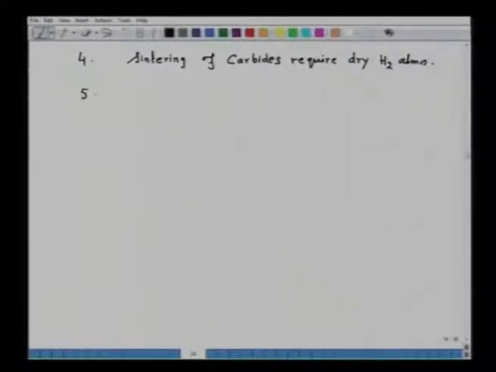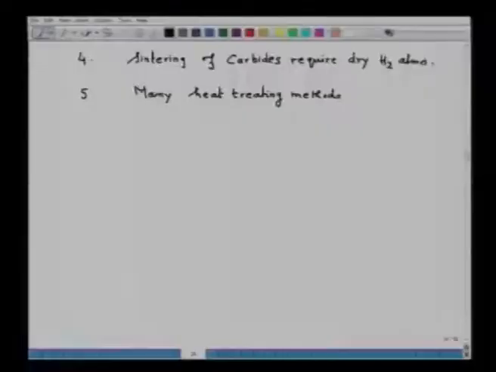Also, as I said, many heat treating methods, by which I mean annealing, normalizing, quenching, tempering, martempering, austempering and so on, create a special microstructure in the steel for a special application. These materials also require a certain special type of atmosphere, could be neutral atmosphere, could be reducing atmosphere, or whatever the case is. So, many heat treating methods require a special atmosphere.